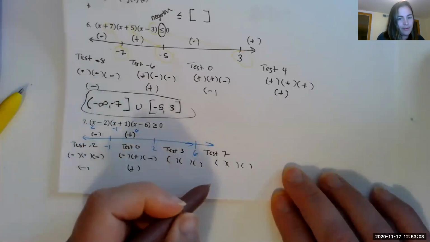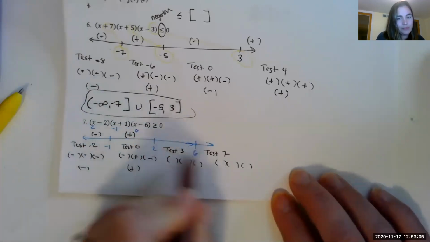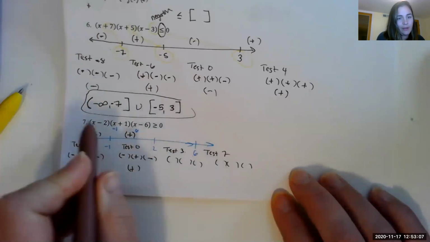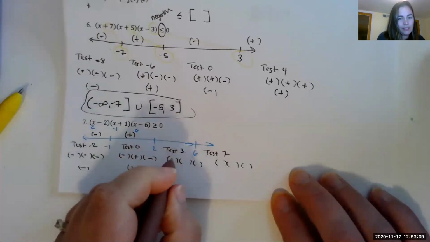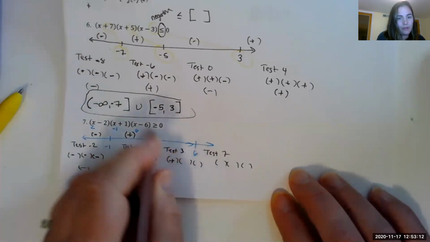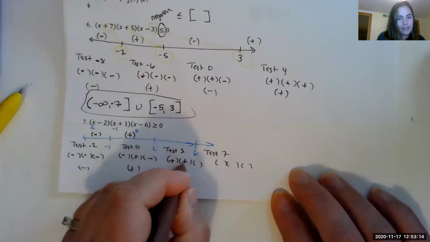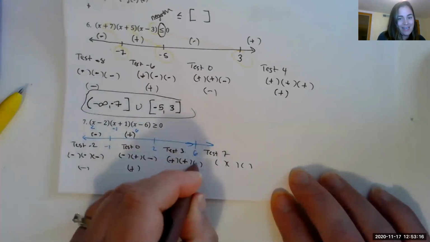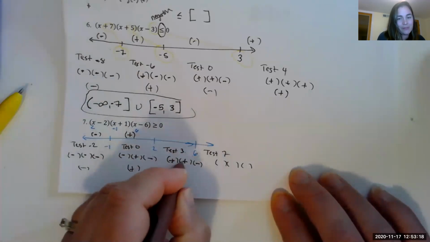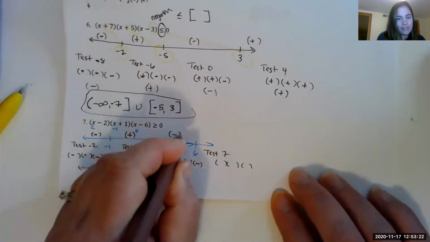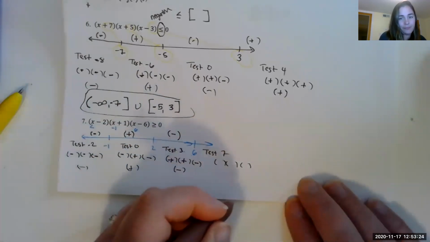Okay. All right, now let's test between 2 and 6. So we said we're going to test 3. 3 minus 2 is positive. It's 1. 3 plus 1, positive. 3 minus 6 is negative. Positive times positive is positive. Positive times negative is negative. So this section is going to be negative, below 0.